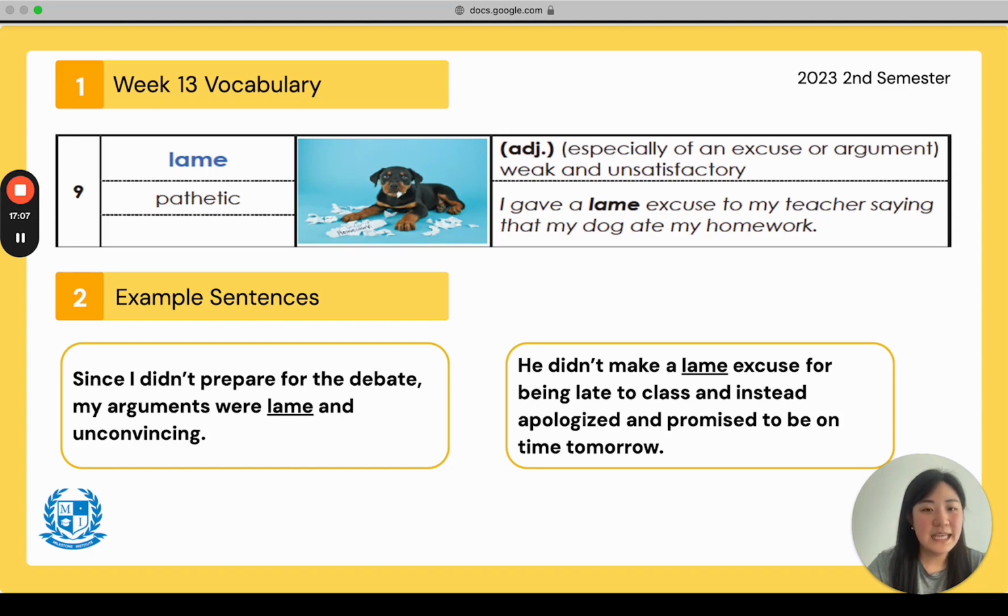Example 2. He didn't make a lame excuse for being late to class, and instead apologized and promised to be on time tomorrow. Perfect. If you're late to class, and you say, oh, I was running here, and then I tripped, and then I saw a bug, and I got distracted, and then I was running again, and I fell again. Those are lame excuses. They are weak arguments. So instead, just say, I'm sorry, I promise to be here on time next class, while meaning it. Everyone say lame.